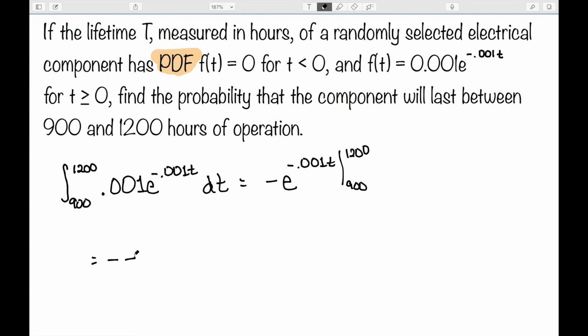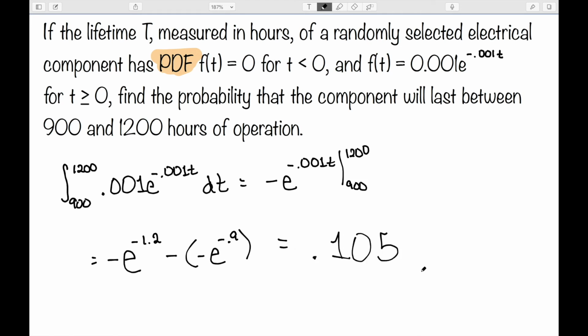So that tells me negative e to the negative 1.2 minus negative e to the negative 0.9, which works out to be 0.105. So the probability that this component will last between 900 and 1200 hours is 0.105.